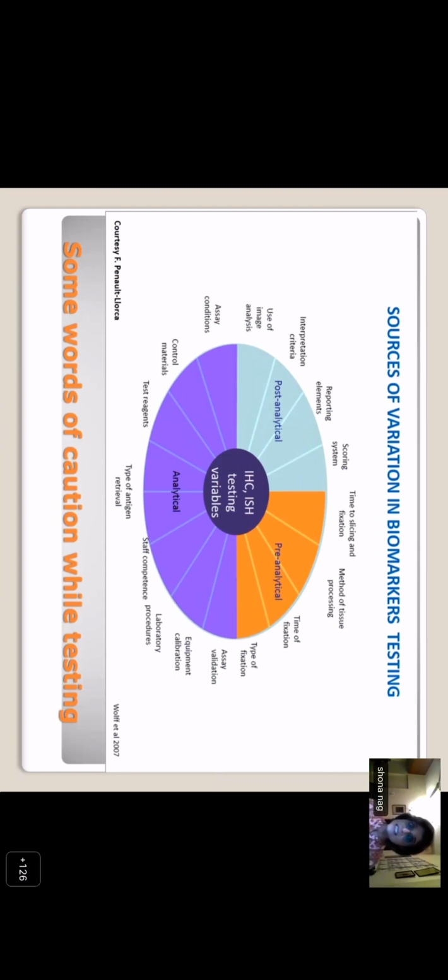So post-analytical is also very important. It depends on the interpreter, the reporting, and the scoring system that is used. So please pay a lot of attention to this when reporting.